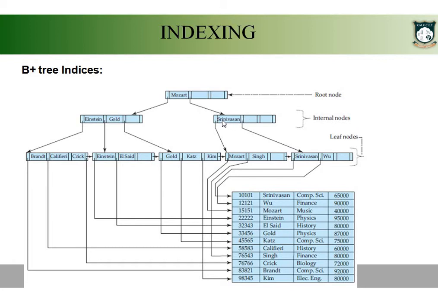Now in the second child you have only one key, Srinivasan. We are looking for Mozart, and M comes before S, so you have to go to the first child. Now this is a leaf node, and in this leaf node you have Mozart. Once you find the key value in the leaf node, you will have a reference along with it. If you go to that reference, you can find the record you are looking for. So this is how your B+ tree index works.